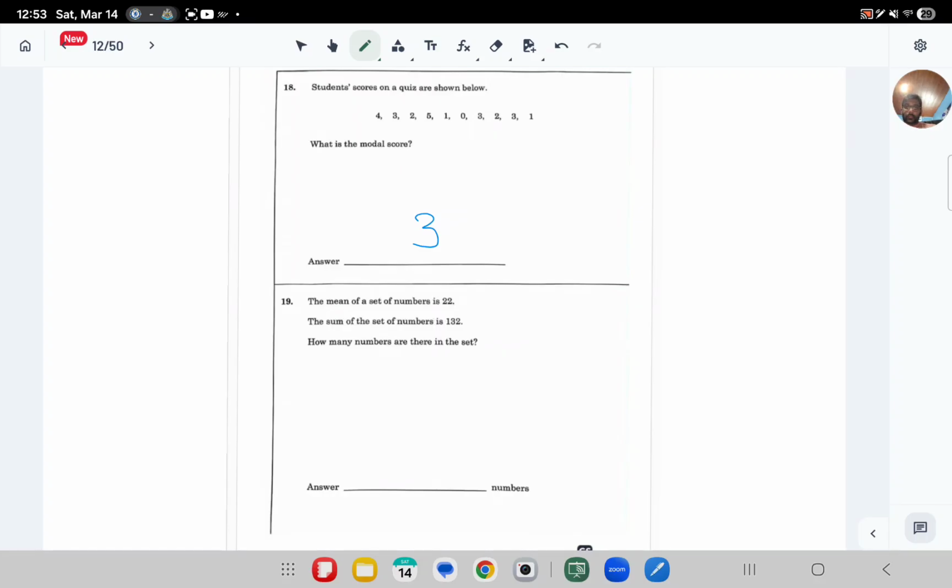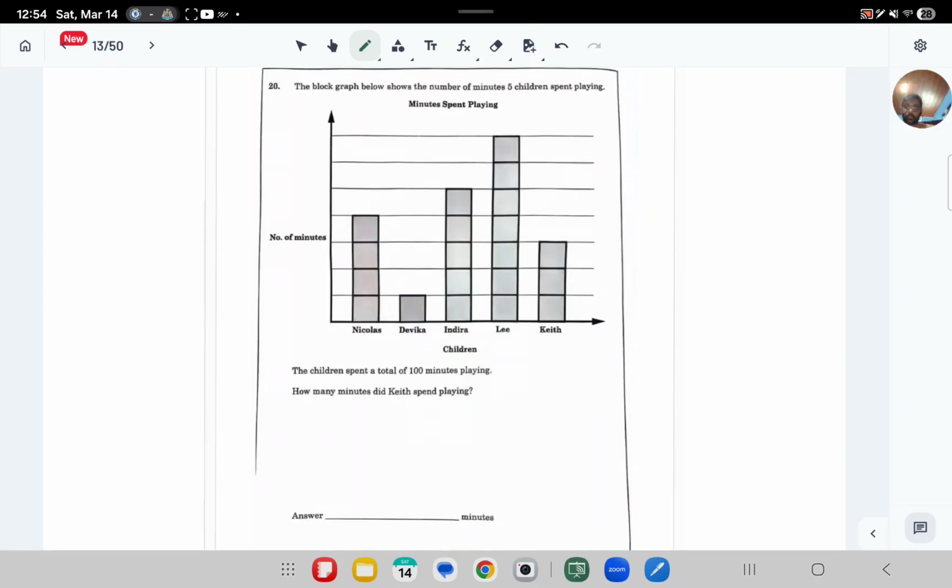The mean of a set of numbers is 22. The sum of the set of numbers is 132. How many numbers are there in the set? Simple. To find the number of numbers, it will be the sum divided by the mean. And the sum we know was 132 divided by the mean, which is 22. And that should give us 6. Alright. 6 numbers. Alright. Moving on over to the final question in section 1.